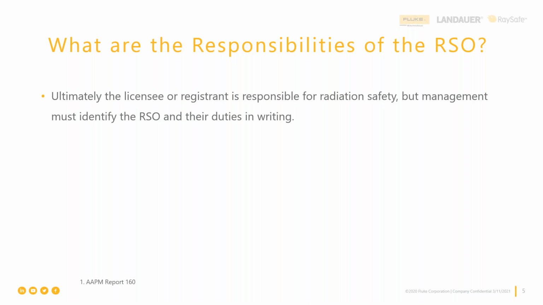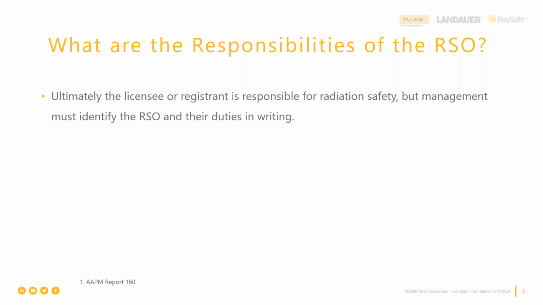Ultimately, it's the licensee or registrant that's responsible for radiation safety because they have the license. A lot of people will ask me, who's responsible for this? Maybe it's a big hospital system with third parties that come on site, contracted workers. Maybe they license out the radiation safety activities. Who's ultimately responsible? It's the person that owns the license in almost every case.